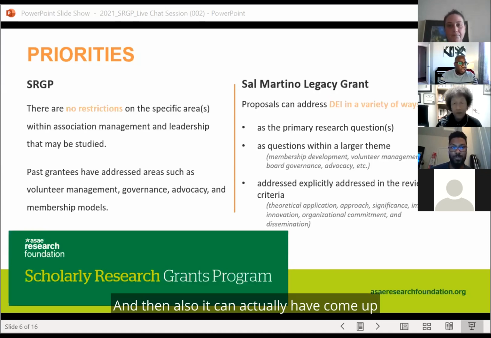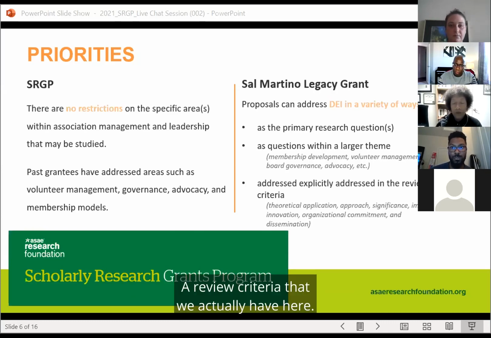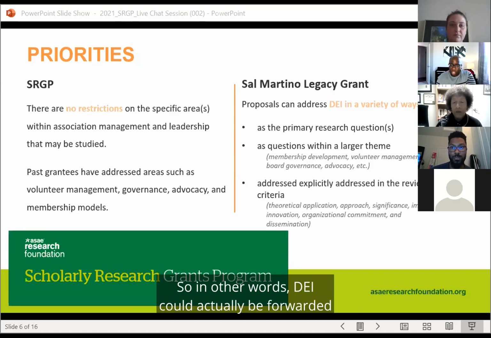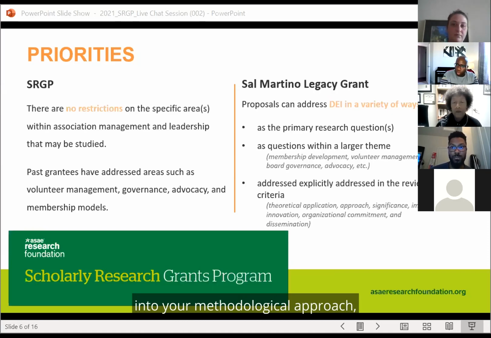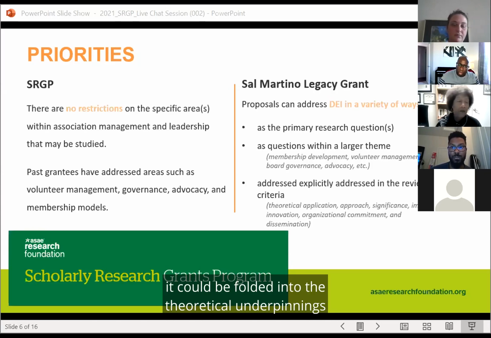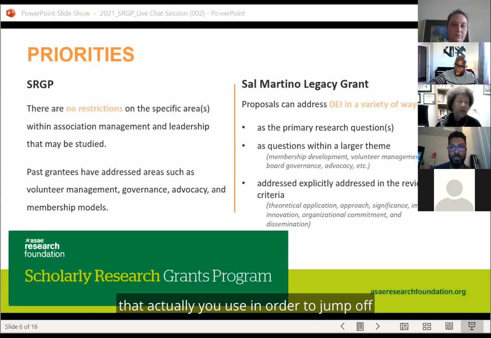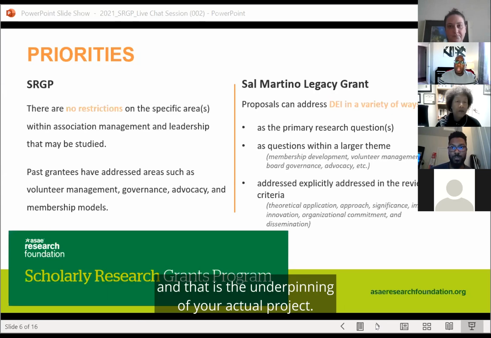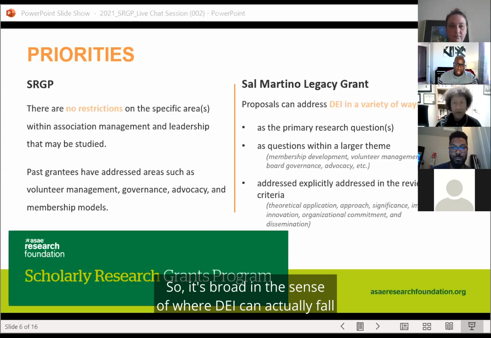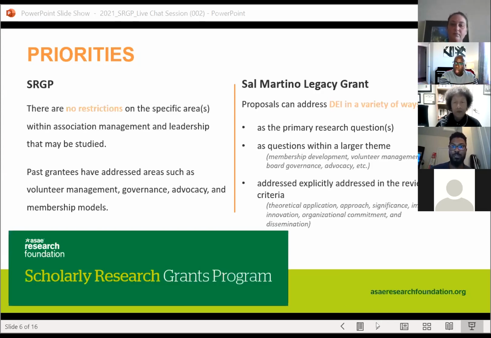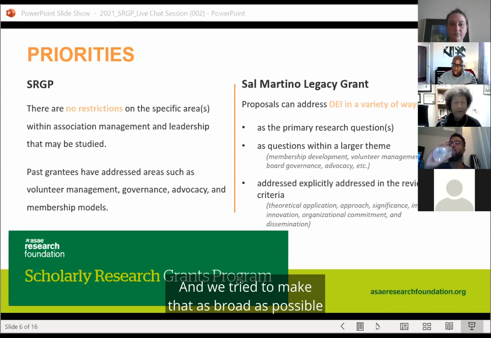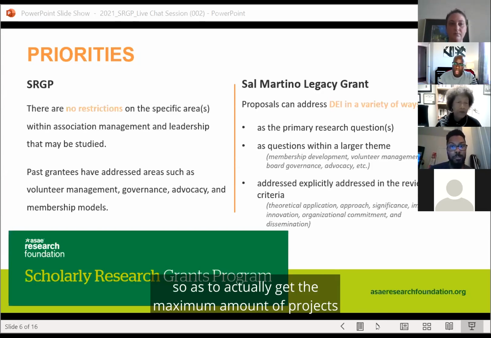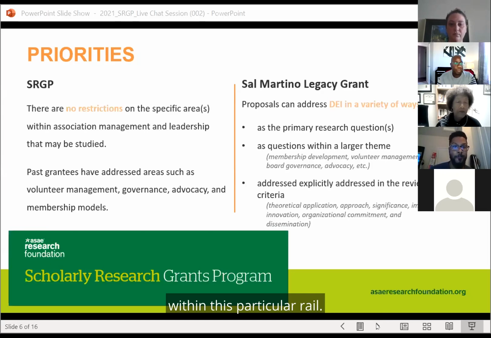And then it can also come up within these other research proposals as a review criterion. So in other words, DEI could be folded into your methodological approach. It could be folded into the theoretical underpinnings you use to jump off from your research, in terms of the literature review, which is the underpinning of your actual project. So it's broad in the sense of where DEI can fall, and we try to make that as broad as possible so as to get the maximum number of projects within this realm.